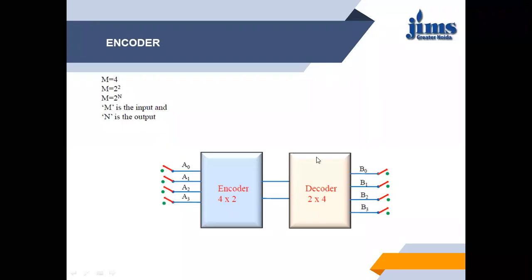Again, at the receiver end, this code is decoded with the help of a 2 to 4 decoder, which will decode the two input bits into four output lines. This is the way data is encoded and decoded in a computer. The benefit of using encoder and decoder is that we can reduce the number of lines, or patch cords, for transmitting data. So it reduces the size of your data bus. That is the big advantage of using encoders and decoders.